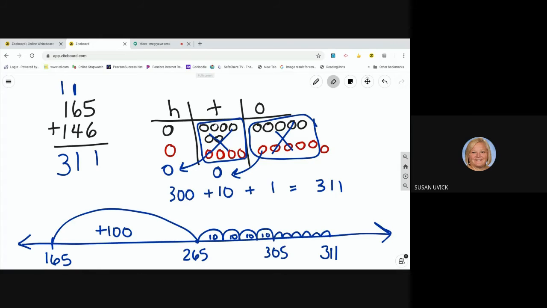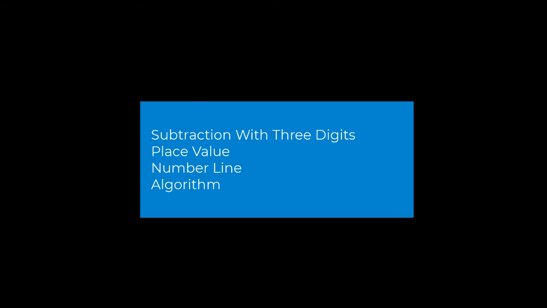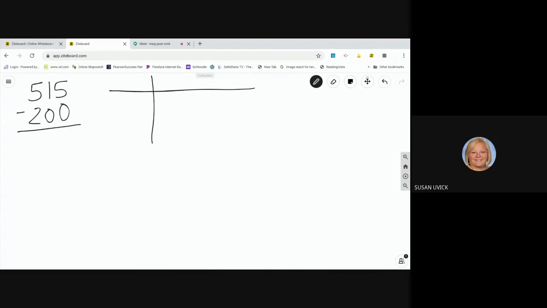Let's look at subtraction. Subtraction should not change much. All right, so let's go back to here. And let's talk about subtracting 100. Say that I have the number, oh goodness, 515, and I want to take away 200. Okay, let's do hundreds, tens, and ones.